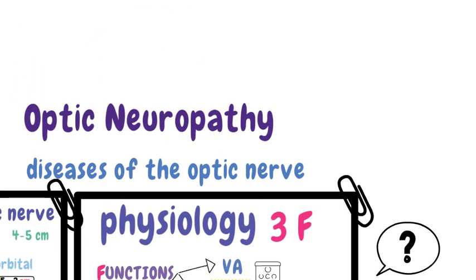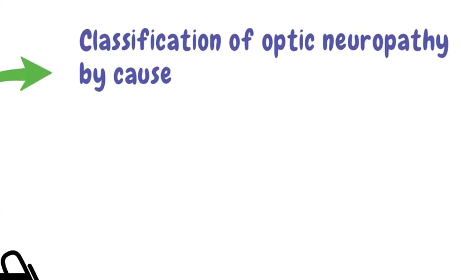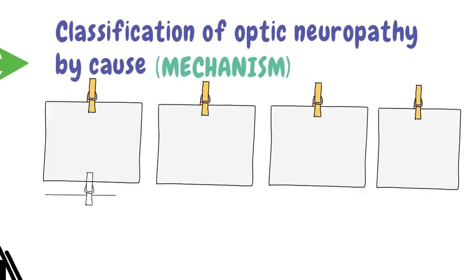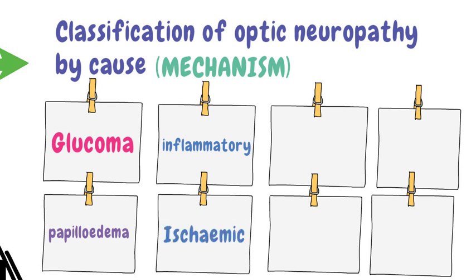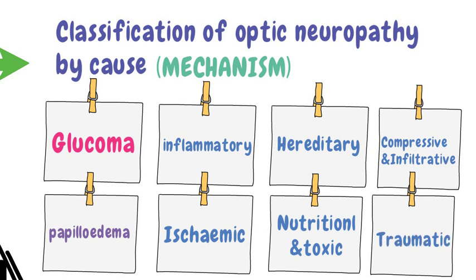Let's go back to optic neuropathy. Now, what is the classification of optic neuropathy by cause, or in another expression, what is the mechanism of optic neuropathy? Or let's enumerate the diseases of the optic nerve. First is glaucoma, as it is a unique chapter. Second, papilledema, and we will explain it in the next lesson. Inflammatory is a disease of the optic nerve called optic neuritis. Ischemic, hereditary, nutritional and toxic, compressive and infiltrative, and lastly traumatic. This will be discussed in detail, so we will not stand on it too much.